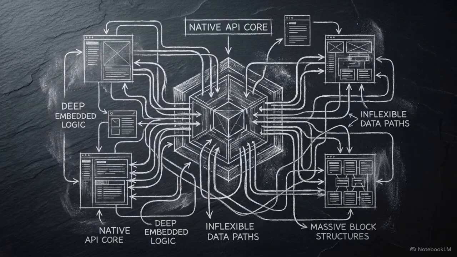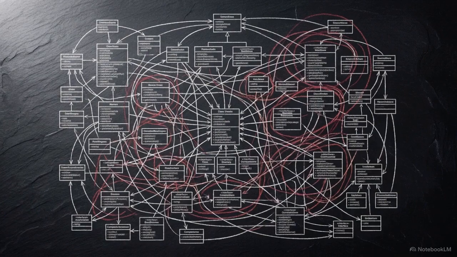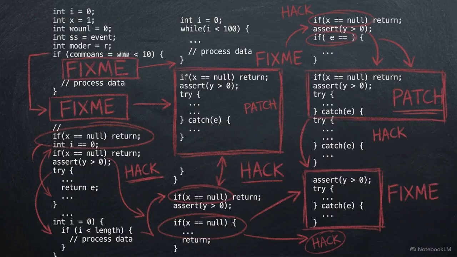This leads to a deeper operating system constraint. The high-level window logic that Lexi requires evolves at a completely different rate than the low-level rendering APIs provided by any given OS. Attempting to merge these two timelines into a single class hierarchy creates massive, unmaintainable bloat. You end up patching the core application continuously just to keep up with vendor updates.